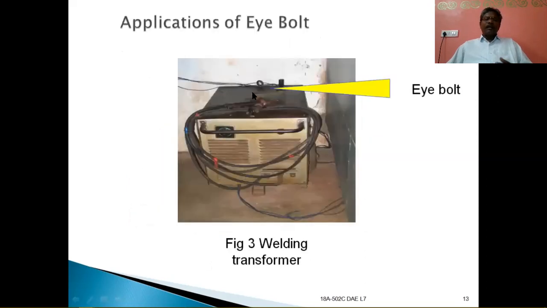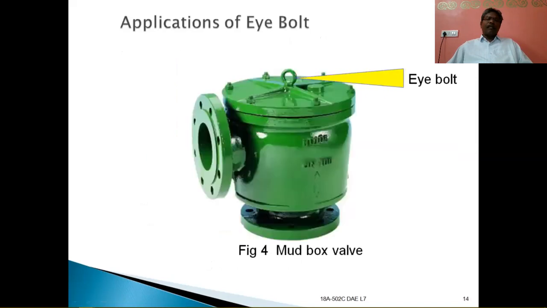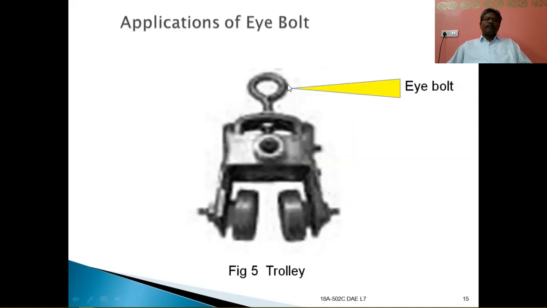And next, this is the electric welding transformer. In this also there is an eye bolt which is used to lift the transformer. And here also you can see a mud box wall. Here also we have an eye bolt, a collar type eye bolt. And here is the trolley. This also has an eye bolt, an eye bolt without collar.